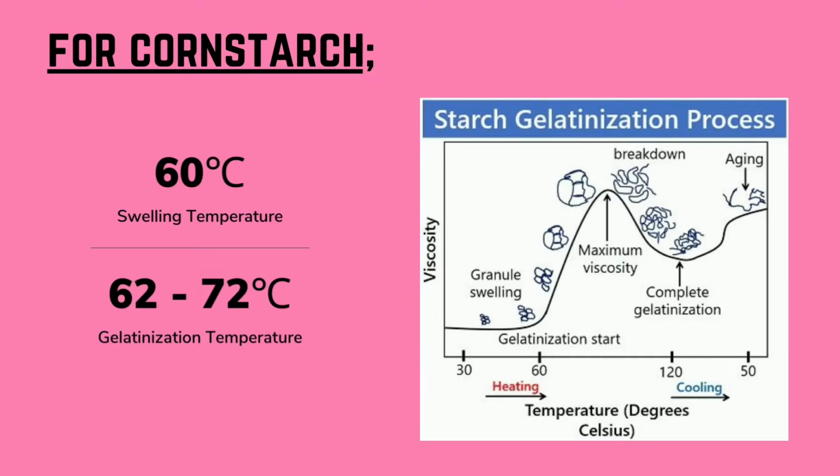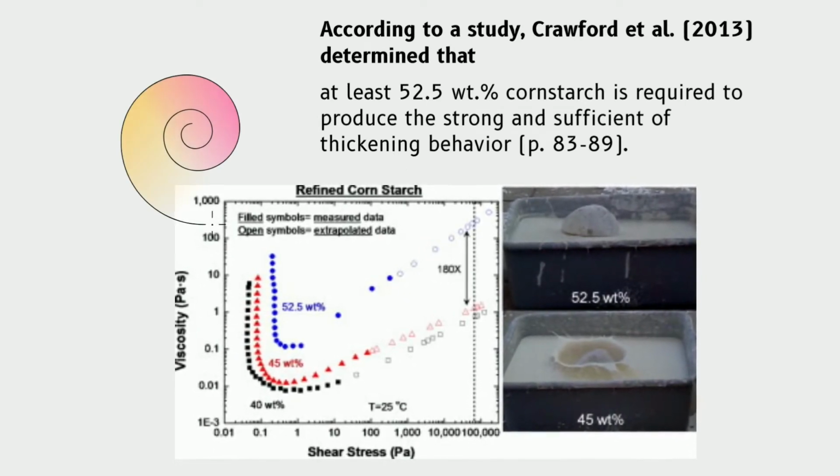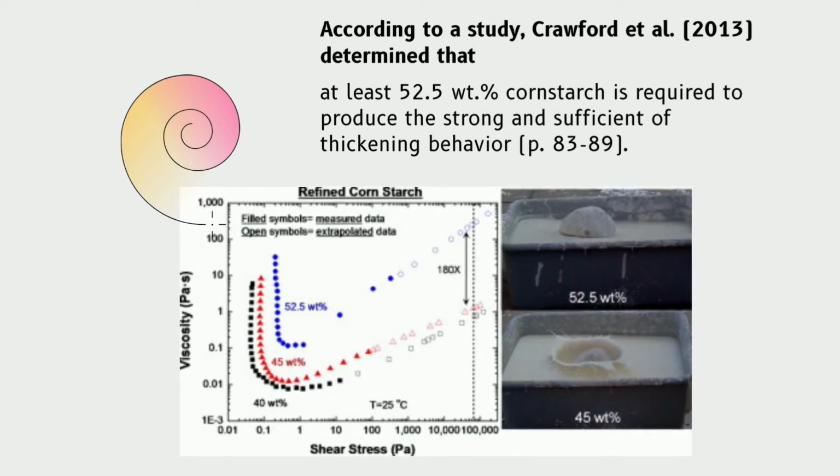and the gelatinization temperature of cornstarch is about 62 to 72 degrees Celsius, which means that excessive heating of the instant custard that contains cornstarch may cause evaporation of the water and shrinkage of the gel. And according to a study, Crawford et al. 2015 determined that at least 52.5% cornstarch is required to produce a strong and sufficient thickening behavior. You may refer to the graph below.